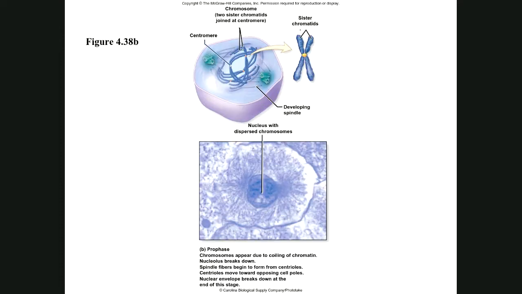Let's start the mitosis phase of the cell cycle, and it begins with prophase. In prophase, the chromatin coils and condenses, forming chromosomes. The nucleoli disappear. The nuclear envelope starts to break up. And in the centrosomes, the centrioles start forming the mitotic spindle.